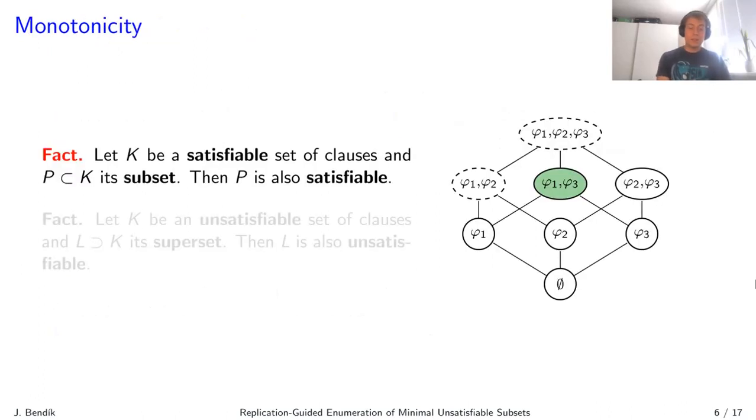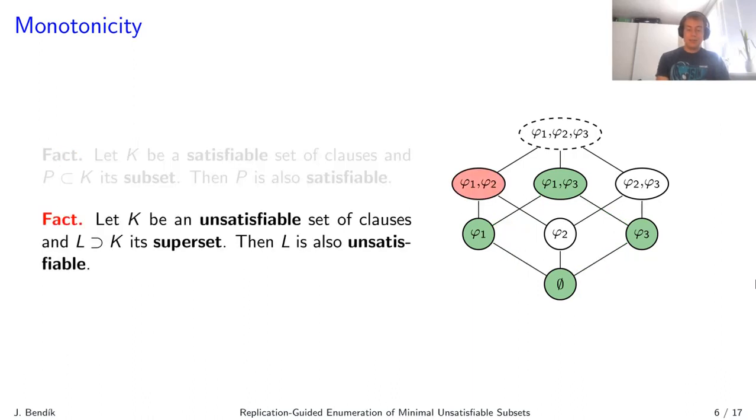The first observation is about the monotonicity of the satisfiability function. Note that if you are given a satisfiable set of Boolean clauses, then every one of its subsets is also satisfiable. Consequently, if we determine a subset of the input formula to be satisfiable, we can propagate the satisfiability through the power set like this. Similarly, if we determine a subset to be unsatisfiable, we can propagate its unsatisfiability like this.